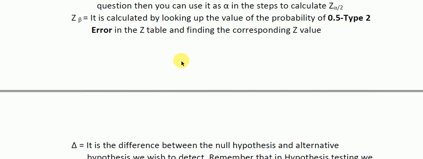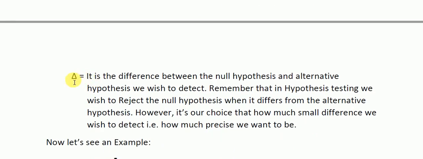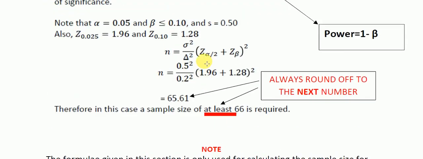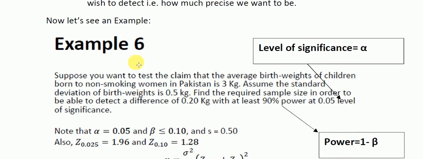So then we'll have to divide by delta. It is the difference between the null hypothesis and the alternate hypothesis that we wish to detect. Okay, so example 6, which happens to be the last example of this topic. So let's do it quickly and let's get done with this.